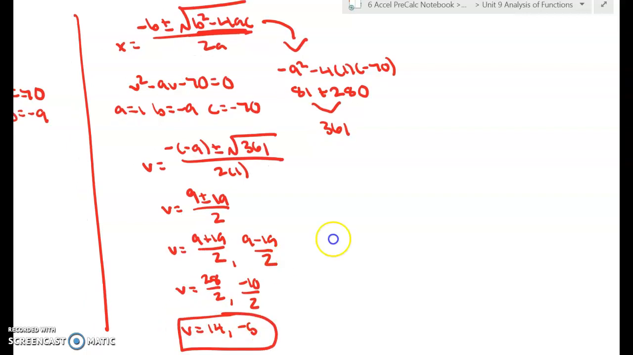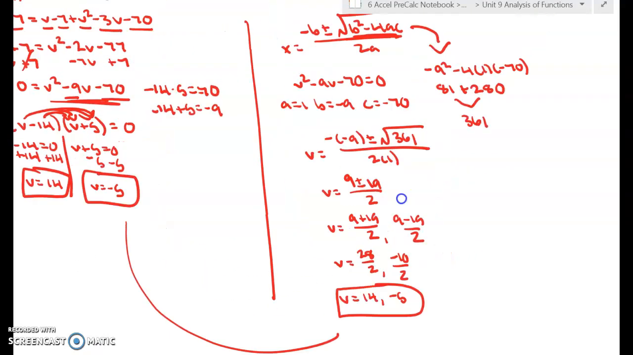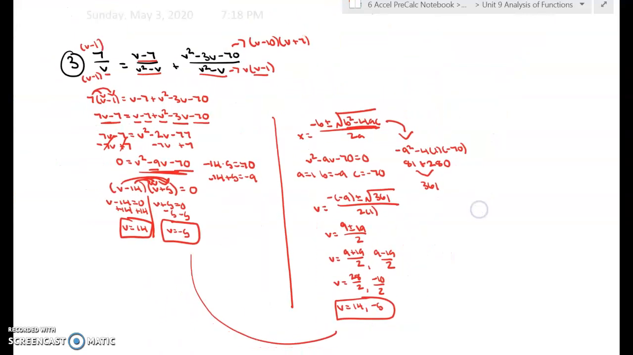So you can see that no matter what method you did, you would have gotten the same thing. And there's still no extraneous solutions. And that is the answer.